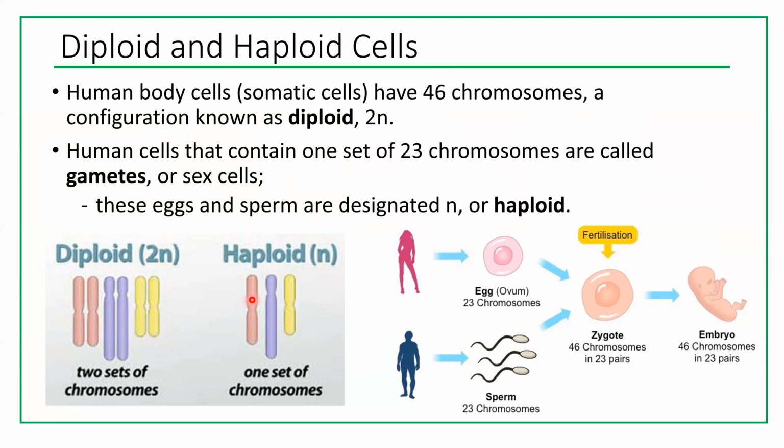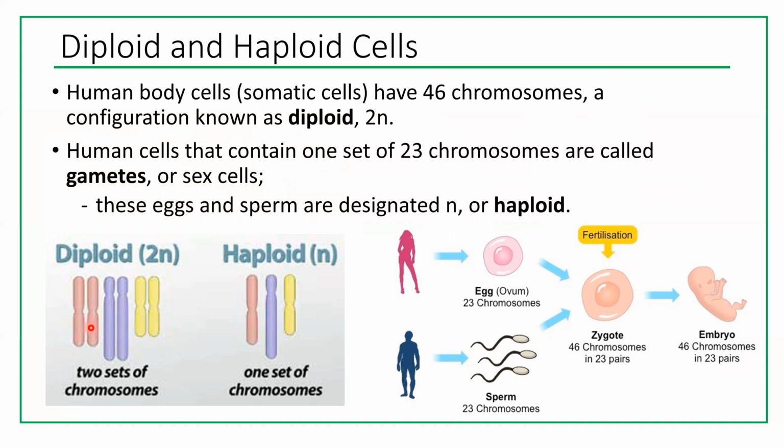A haploid organism has 1 chromosome from each pair, right? So DNA is not lost, really. All genes are present, but you just have 1 chromosome from each pair. Those chromosomes that make a pair are called homologous chromosomes. They're not identical, but they're not completely different.